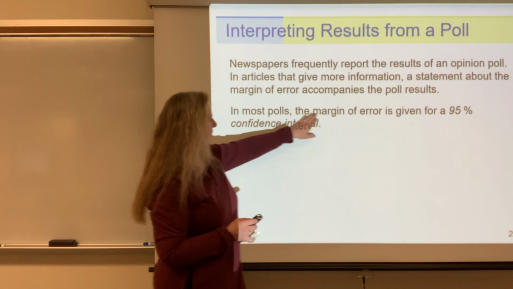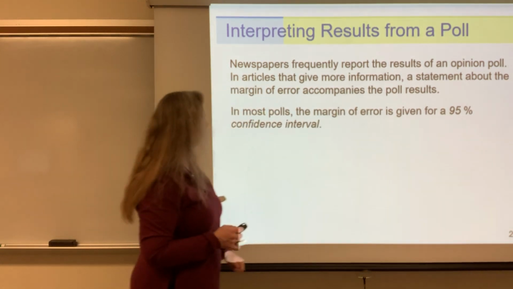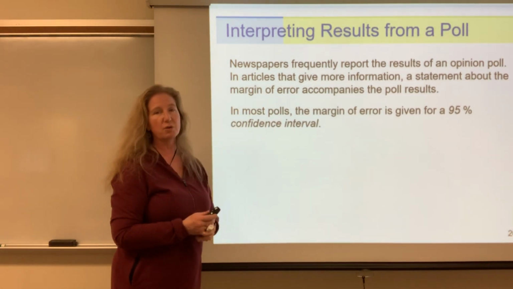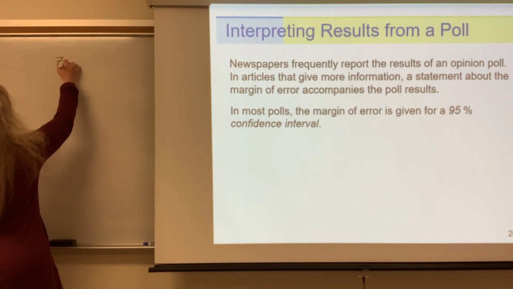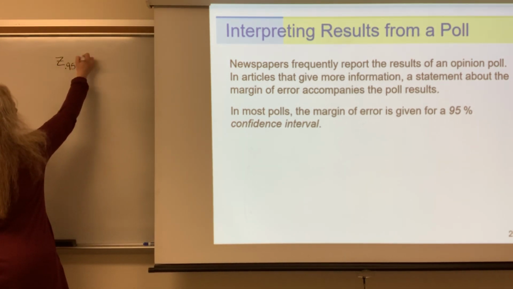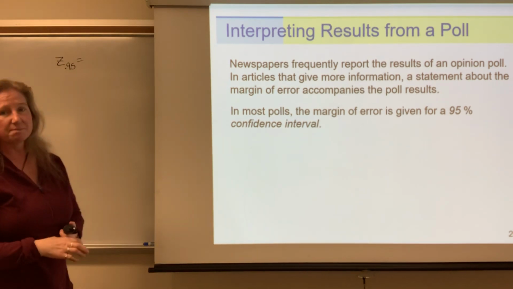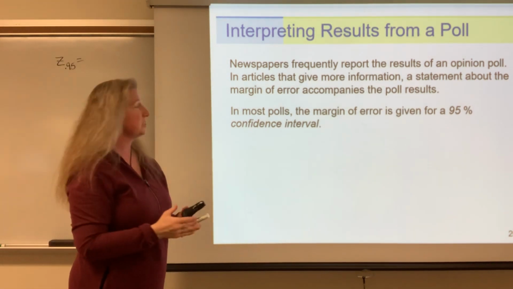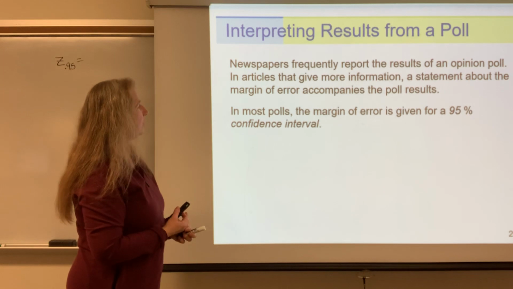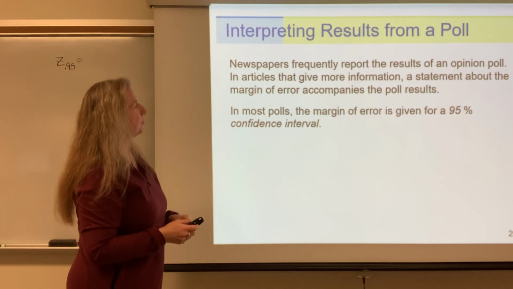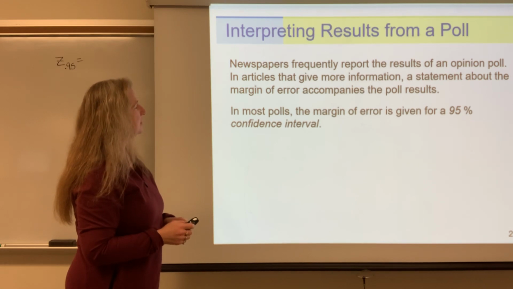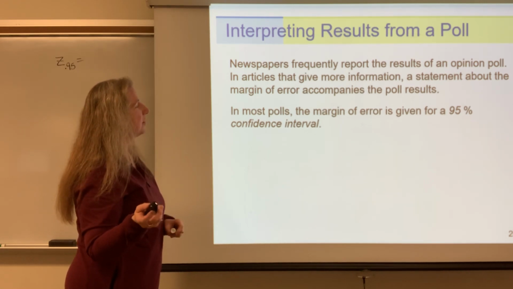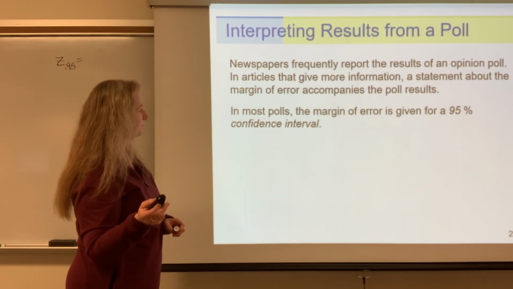In most polls, the margin of error is given for a 95% confidence interval. So I would look up my Z for 0.95, and that would be the Z value I would use to calculate that confidence interval. Newspapers frequently report the results of an opinion poll. In articles that give more information, a statement about the margin of error accompanies the poll results.